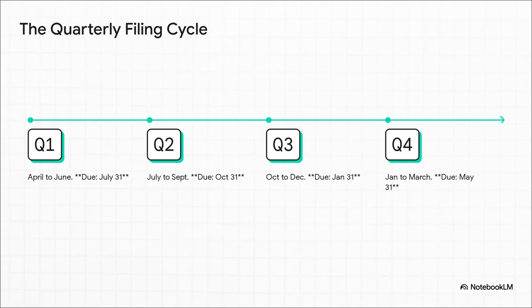So here's what that quarterly filing cycle looks like for the whole year. You've got 4 key deadlines to mark in your calendar. And here's a little pro tip. Notice that for the very last quarter, the one that ends in March, you actually get a little extra breathing room. The deadline for that one is pushed to May 31st.